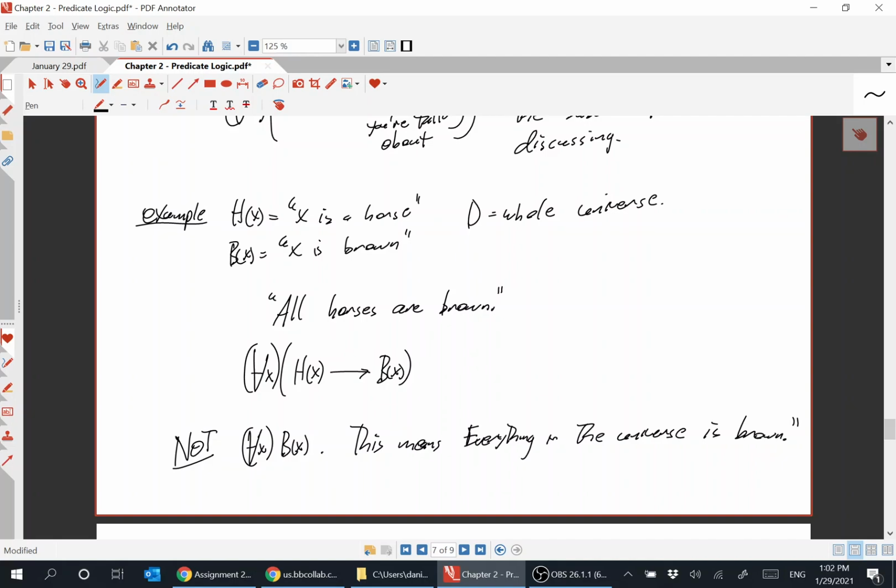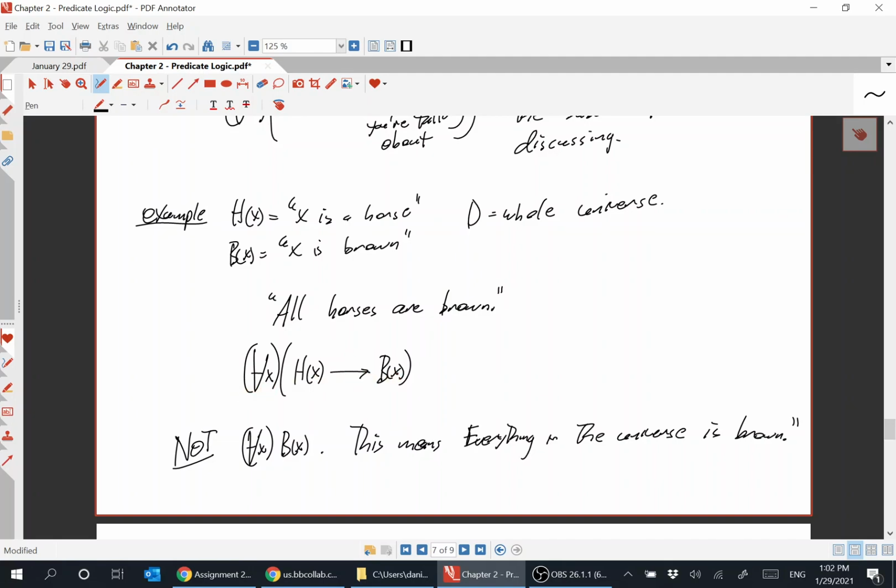Everything in the universe is brown. For all X, be X. For every X in the universe, X is brown. Here I'm saying all horses are brown. Okay, so let's analyze that statement. Does it have the same truth value as this? In other words, I'm not saying this is true. I'm not saying it's false. All I'm saying is whatever the truth value of this might be, this has the same truth value.